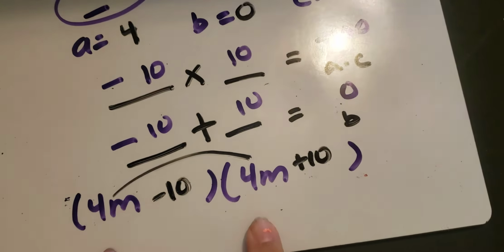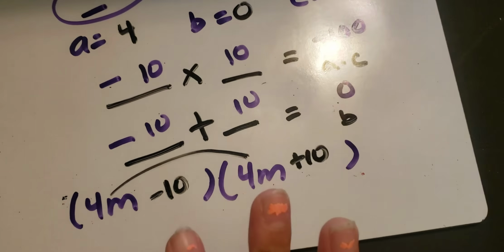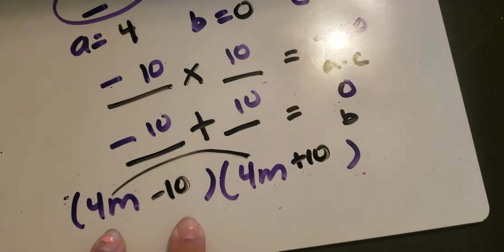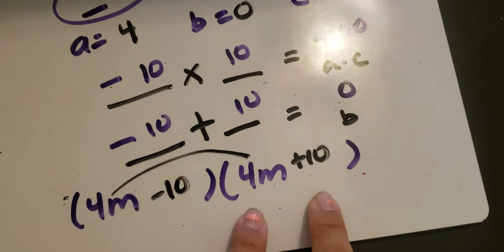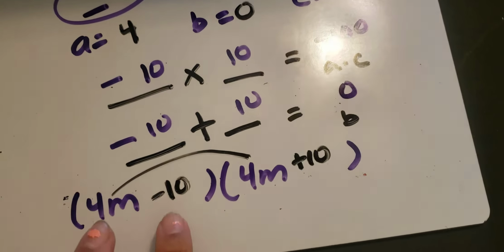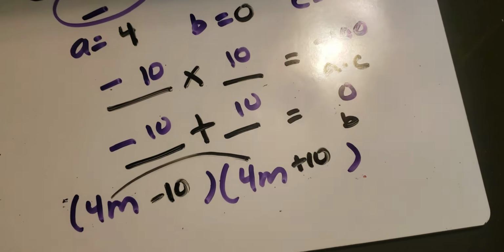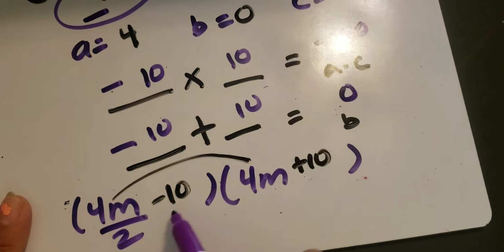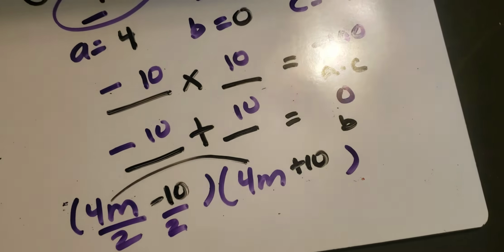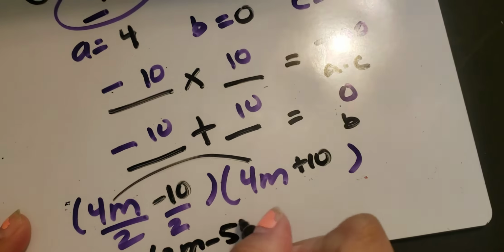So we either have to get rid of the 4 or reduce. Remember, the goal is to not end up with fractions. If I divide by 4 here, I'm going to get a fraction, and the same here. So instead, think: what do 4 and 10 have in common? What's the greatest common factor? If you chose 2, you're correct. So you're going to divide by 2, and that gives you 2m minus 5.